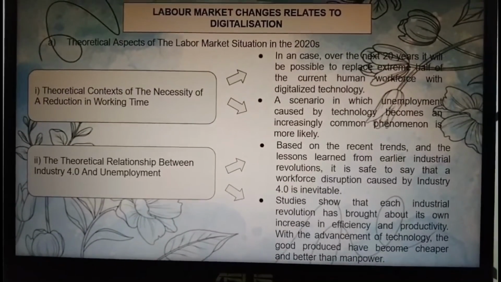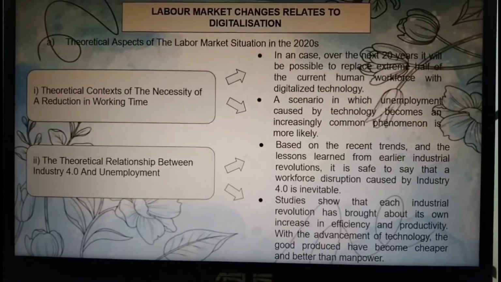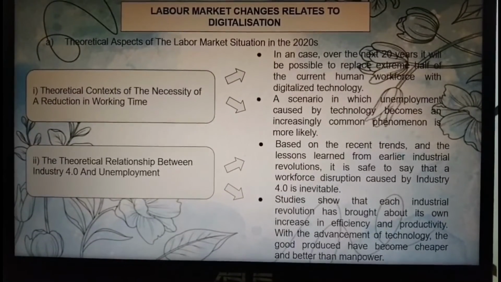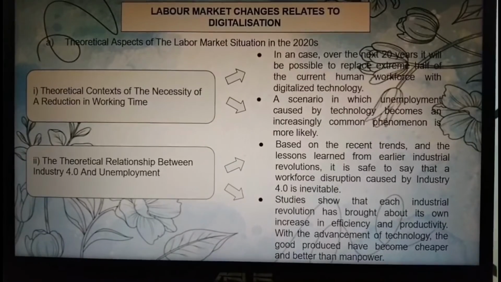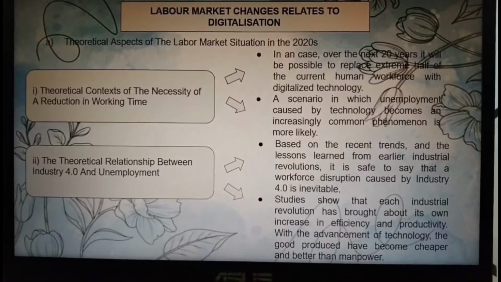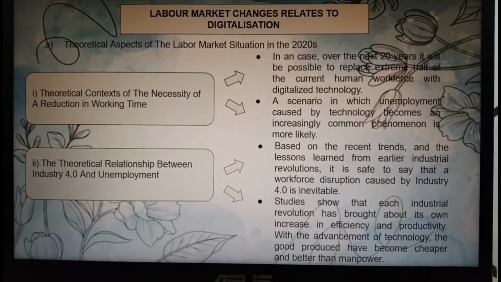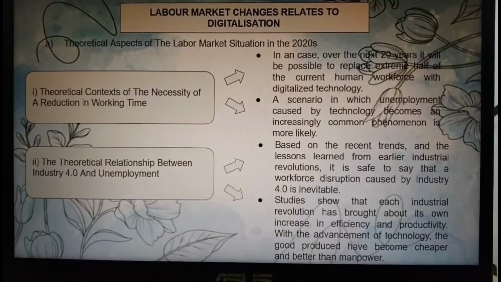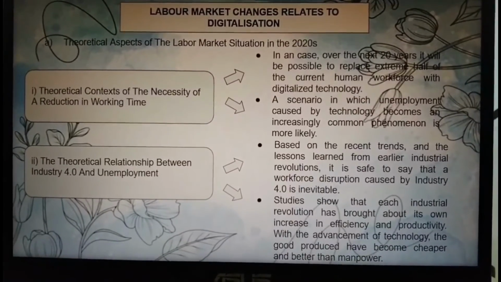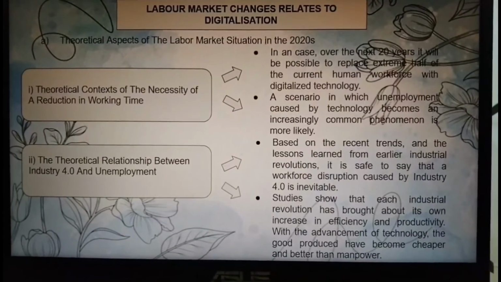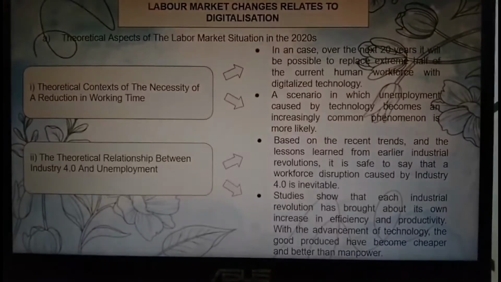The second is the theoretical relationship between Industry 4.0 and unemployment. Based on recent trends and the lessons learned from earlier industrial revolutions, it is safe to say that workforce disruption caused by Industry 4.0 is inevitable. Studies show that each industrial revolution has brought about its own increase in efficiency and productivity. With the advancement of technology, the goods produced have become cheaper and better than those made by manpower. This theory says that technological advancement will replace human jobs faster than we can create new ones.